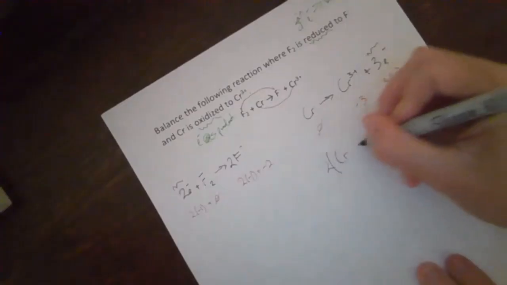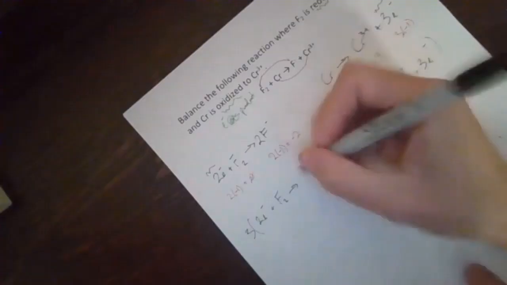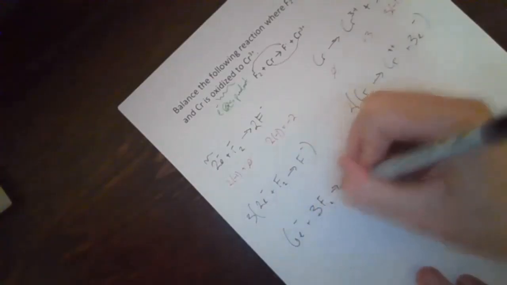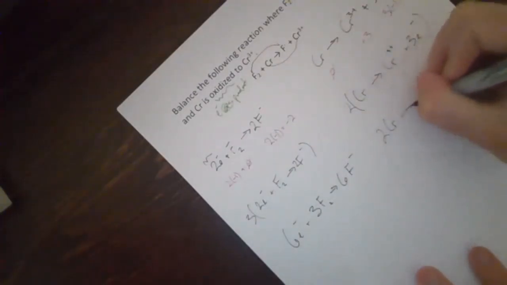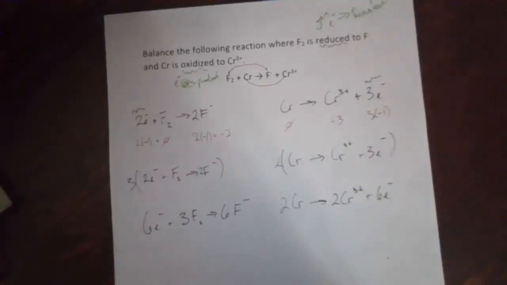So it's going to be 2 times the chromium becomes Cr3+ plus 3 electrons. F2 becomes F-. So we're basically just going to take that 3, put it in. 6 electrons plus 3 F2. Oh, excuse me, I forgot to get the 2. Don't want to forget that. Becomes 6 F-. And then over here, we'd have 2 chromium become 2 Cr3+ plus 6 electrons. So now I can see those electrons line up. Those are the same thing.